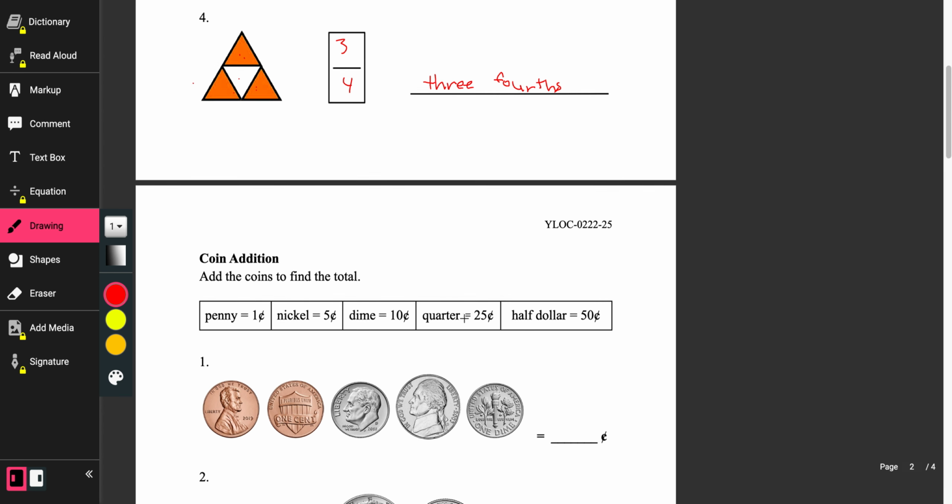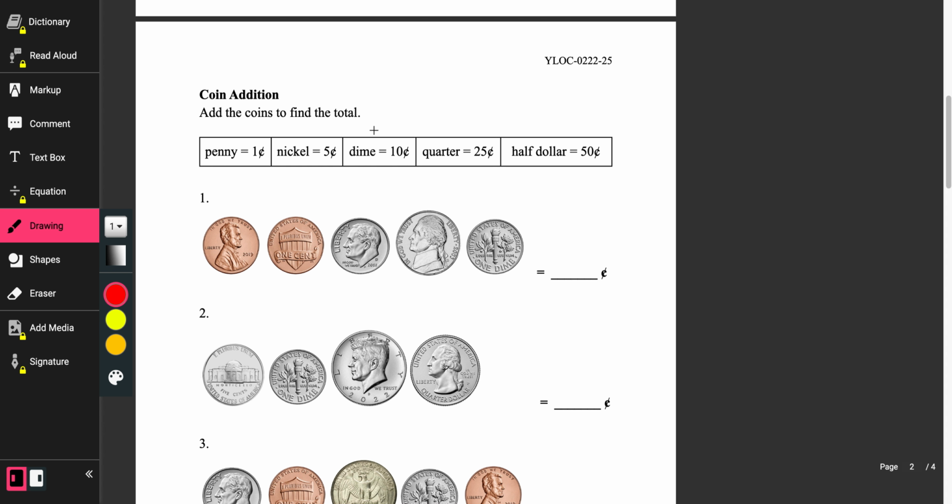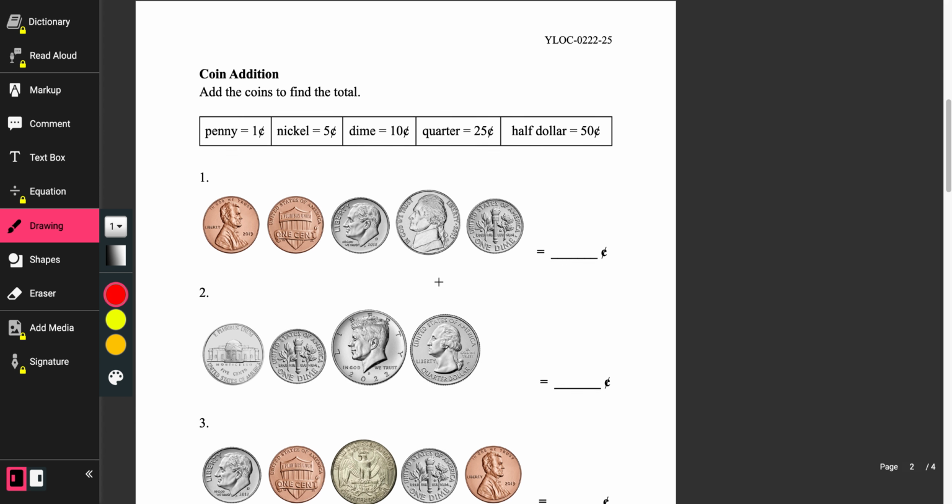Okay, finally, let's do coin addition. So add the coins to find the total. It says penny is 1 cent, nickel is 5 cents, dime is 10 cents, quarter is 25 cents, and half a dollar is 50 cents. So let's take a look at this.